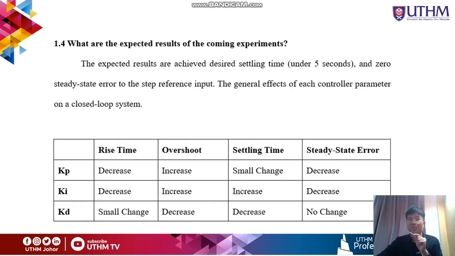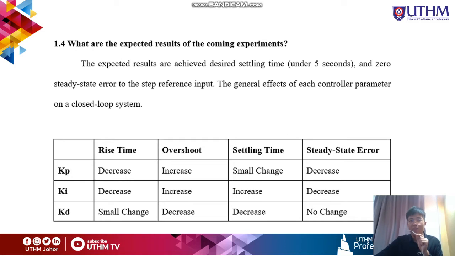1.4, what are the expected results of the coming experiments? The expected results are achieving a desired settling time under 5 seconds and zero steady state error to a step reference input. The general effects of each control parameter on a closed loop system are shown in the table below, where we have the Kp. For Kp, the rise time decreases, the overshoot increases, while the settling time will have a small change, and the steady state error will have a small decrease.